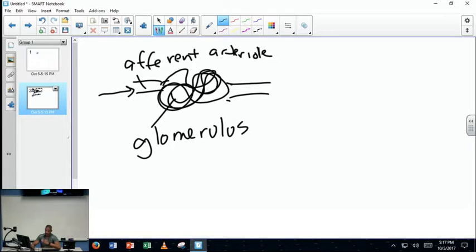Understanding, and I've said this a million times, understanding renal pathology and disease process, you have to understand the anatomy. If you don't, you're just going to be memorizing, and that's useless.